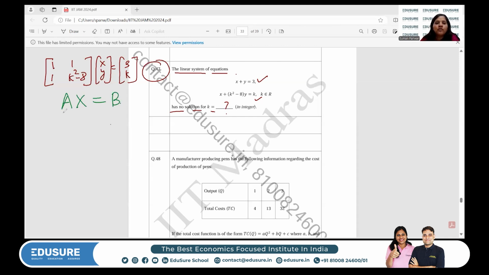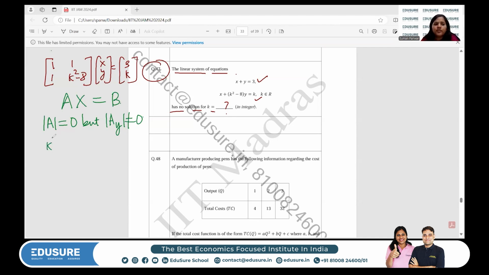Okay. So when the linear system of equations does not have a solution, the determinant of A is equal to 0, but the determinant of A_x is not equal to 0. So what do we mean by that? For simplicity, we can use either A_x not equal to 0 or A_y not equal to 0. Now let us see. Determinant of A is simple because A is this matrix.